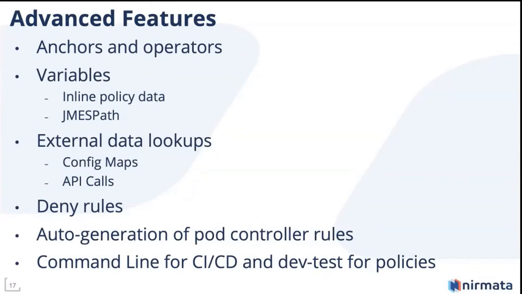You can also have variables. You can point to certain parts of your config using JMESPath, and you can also look up external data from a config map or through API calls. And this allows you to check or trigger violations by checking data that may not be part of the incoming request or part of the resource configuration. You can also set up deny rules.